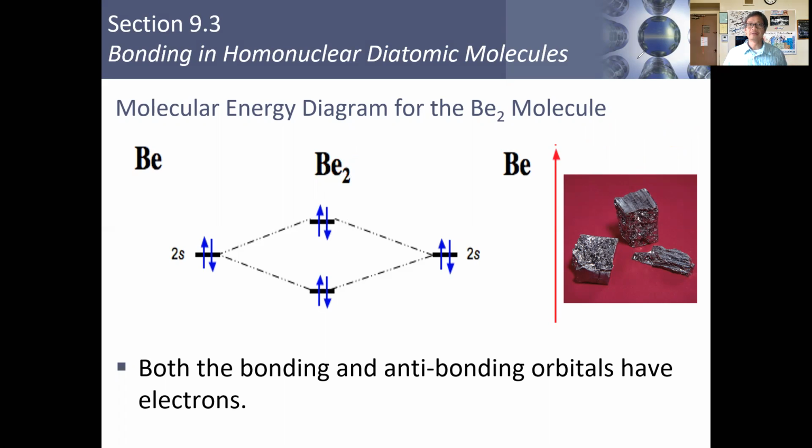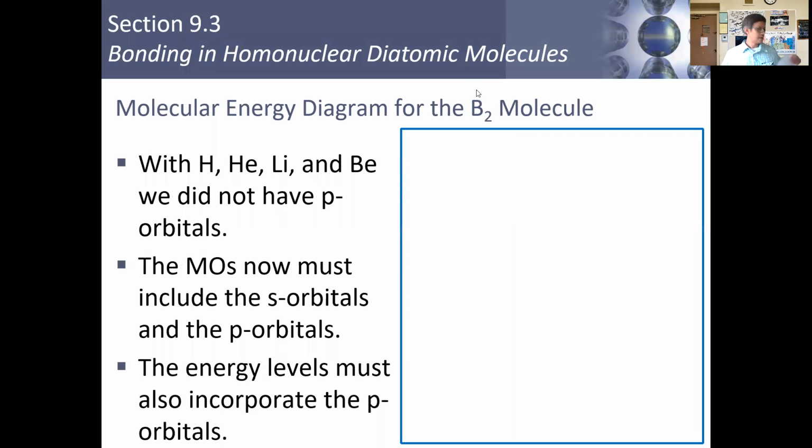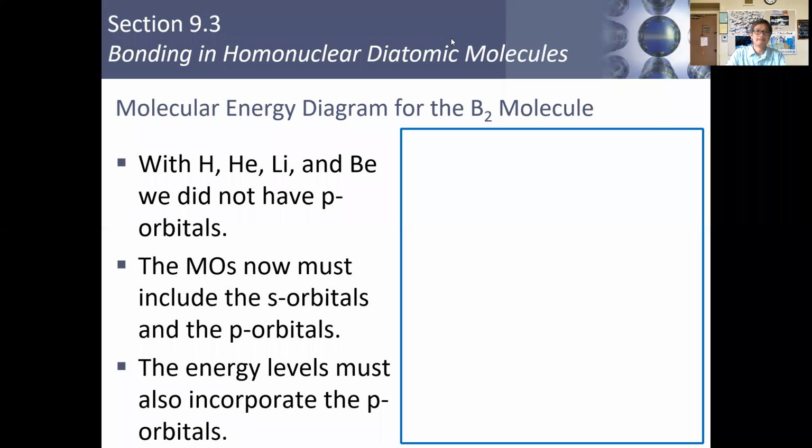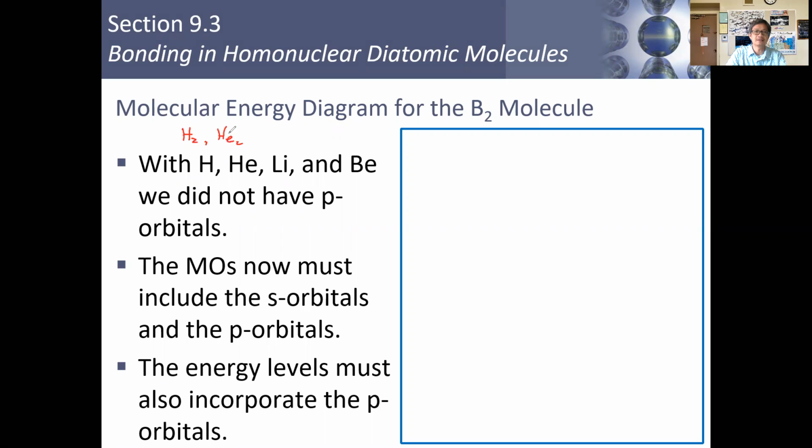All right, very good. Let's continue on and take a look at what we have here. So we talked about hydrogen. We talked about how dihydrogen could exist. We talked about how dihelium cannot exist. We talked about dilithium, and we talked about diberyllium.